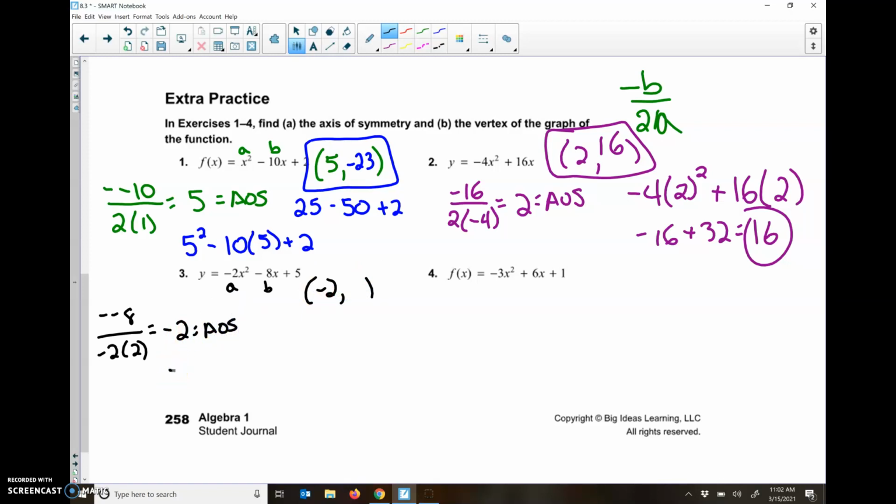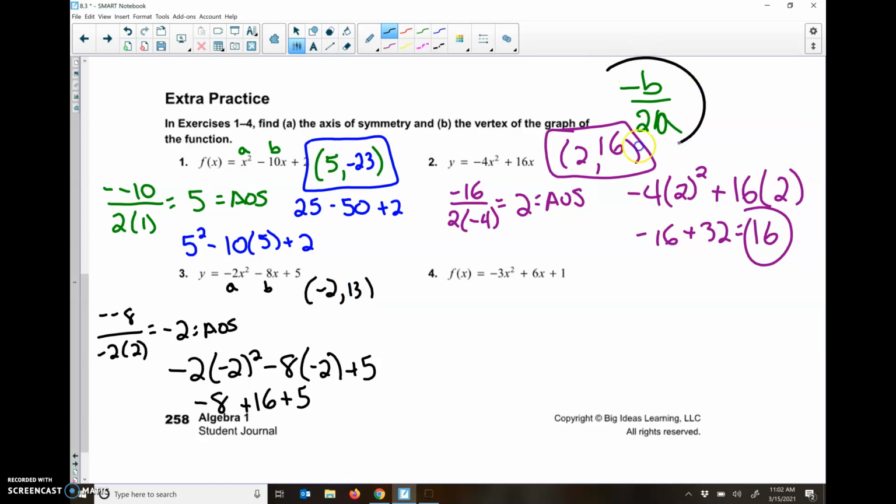So now I'm going to take that -2 and plug it into my problem here. So -2 times -2 squared. And then -8 times -2 plus 5. So here, -2 squared is 4. 4 times -2 is -8. -2 times -8 is a +16 plus 5. So -8 plus 16 is 8. 8 plus 5 is 13. So then our vertex is at -2, +13. So as long as you can do some algebra with that -b over 2a problem, we're sitting pretty good there.